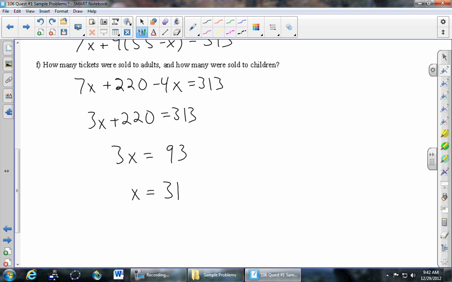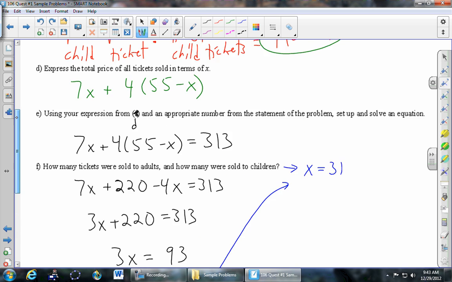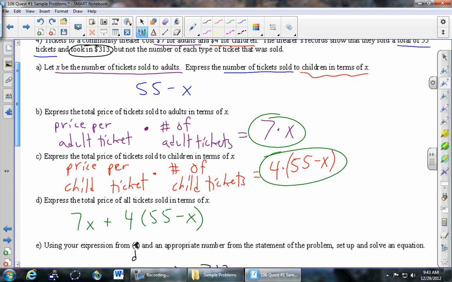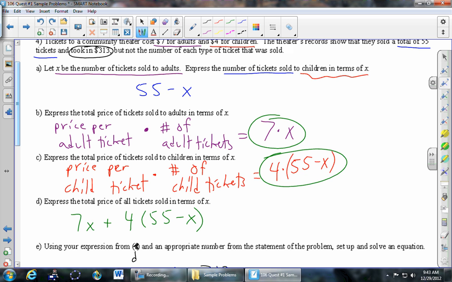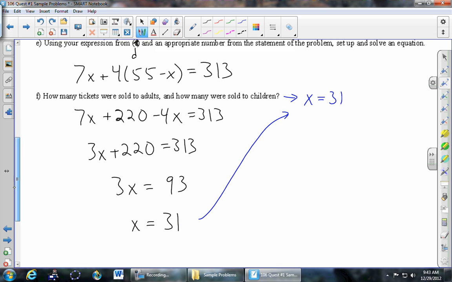And then part F, how many tickets were sold to adults and how many were sold to children? Let's answer this now. X equals 31. Well, what did X represent? This is why it's important to have it written down. And in this case, the problem gave it to us. It's underlined in purple here. X is the number of tickets sold to adults. So X is 31 adult tickets.